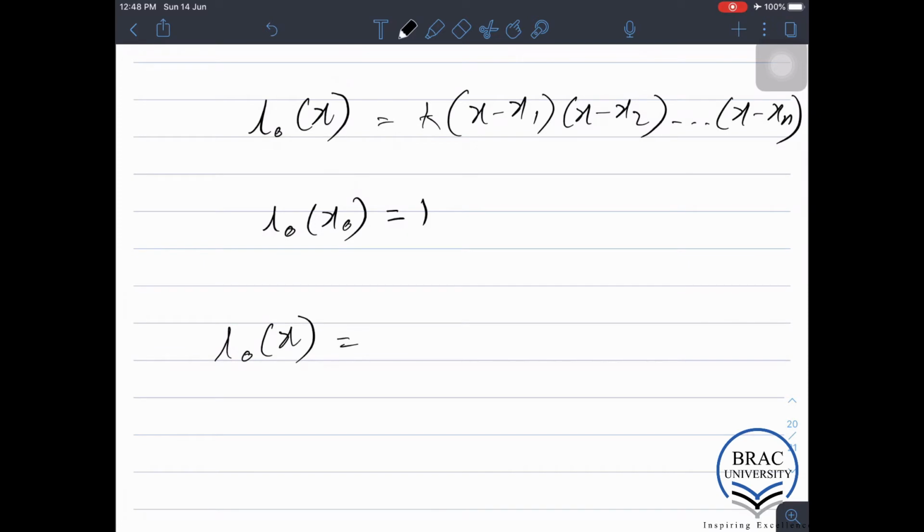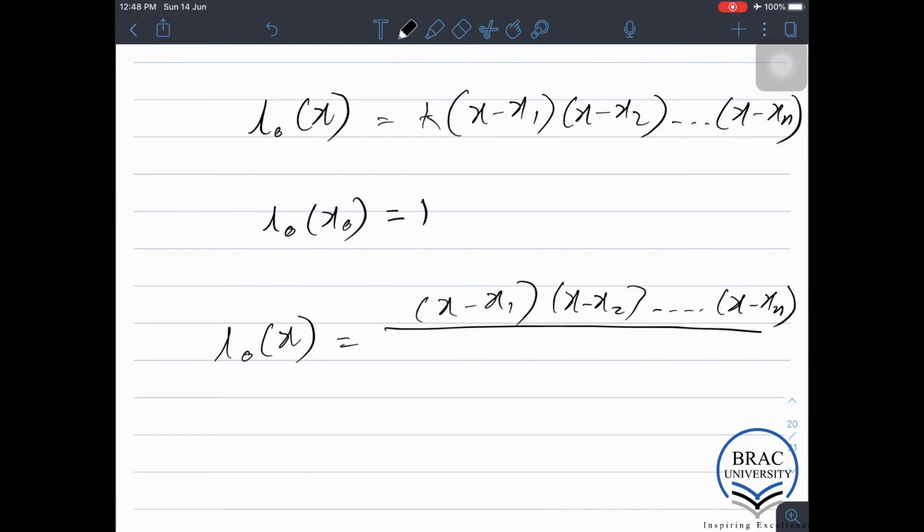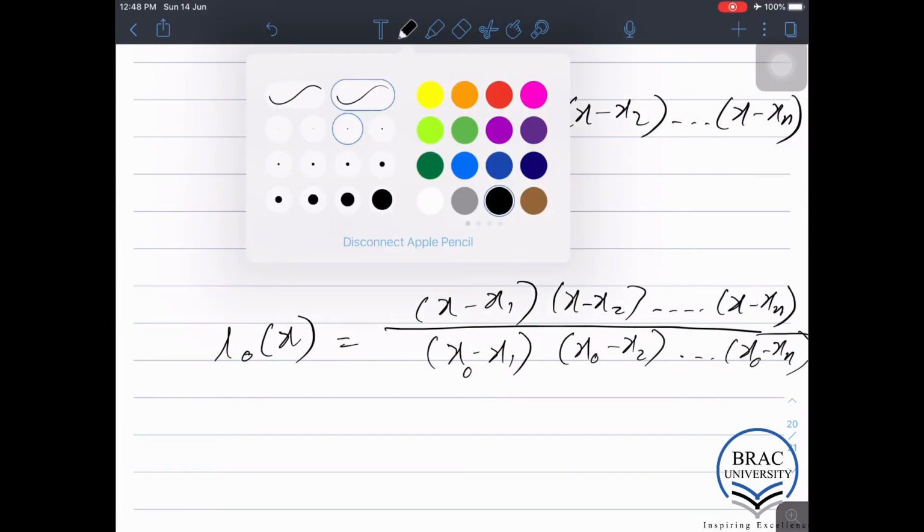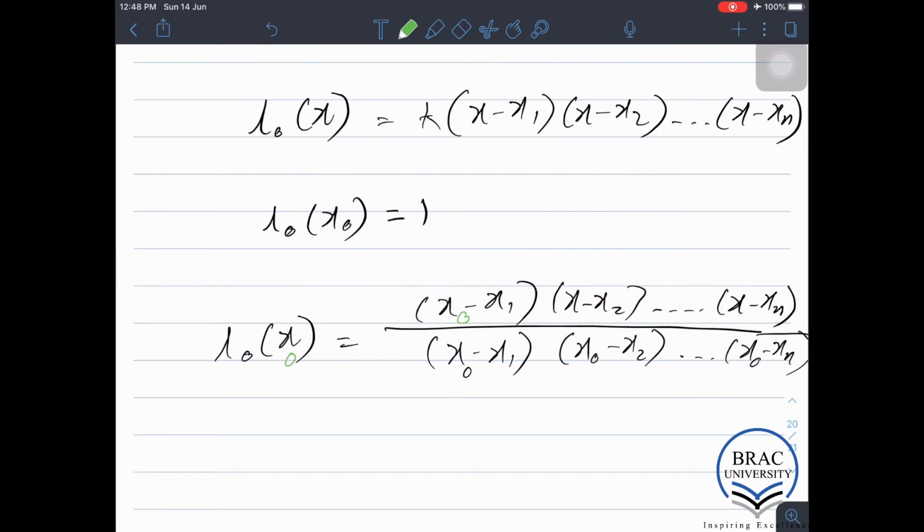Using this condition you can easily see that L0 of x looks like this. The numerator stays there, and for L0 of x0 to be equal to 1, we can set the denominator as x0 minus x1, x0 minus x2 up till x0 minus xn. You can easily check whenever you put x0 here, we'll put x0 here, x0 here, x0 here, and all these will cancel pairwise and you'll just get 1.